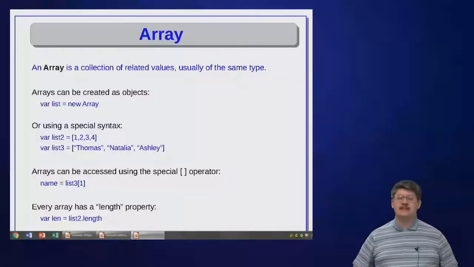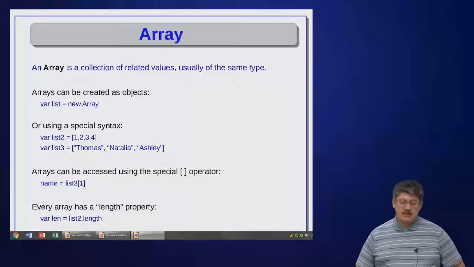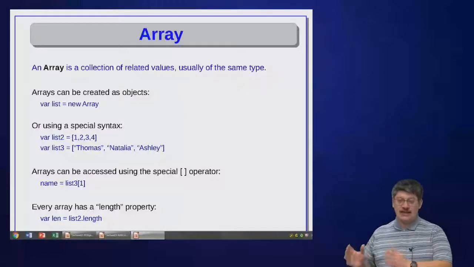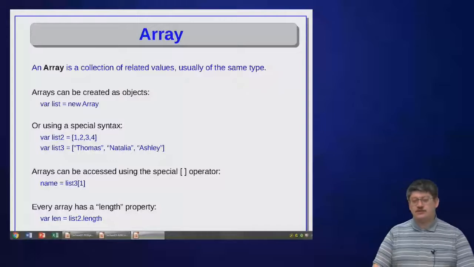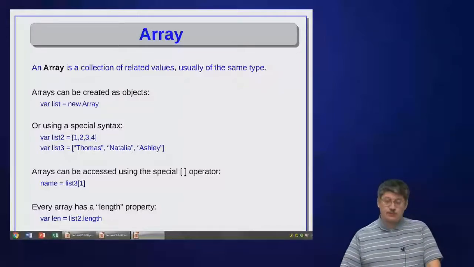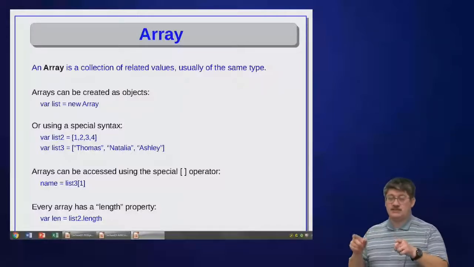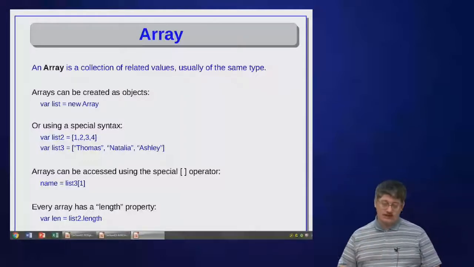Every array also has a length property. So I can say var len = list2.length, and that will tell me that the length of the list is 4. Notice that length is a property, not a method, so I don't put parentheses at the end. I just say .length, no parentheses.